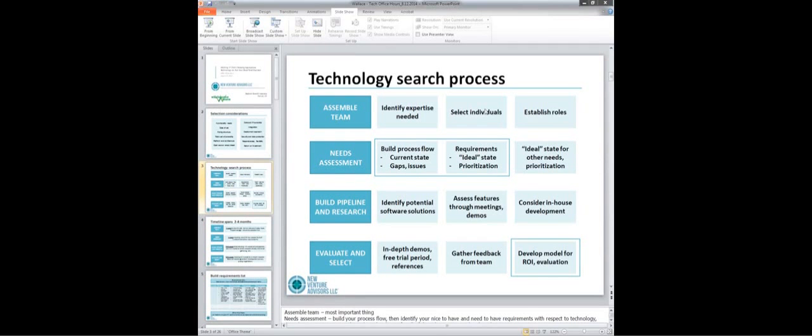Once you have developed the overall needs assessment, the next phase is building the pipeline of potential vendors you're thinking of working with, doing some vetting on them, and narrowing it down through research. Just a couple of points on this: first, don't go overboard here. This isn't an exercise of developing a list of 20 vendors and then culling it down to 4 or 5.